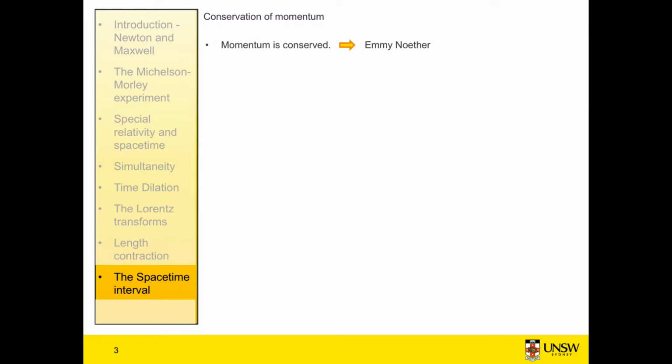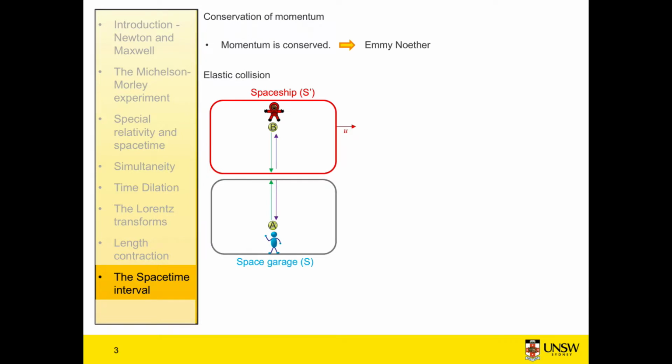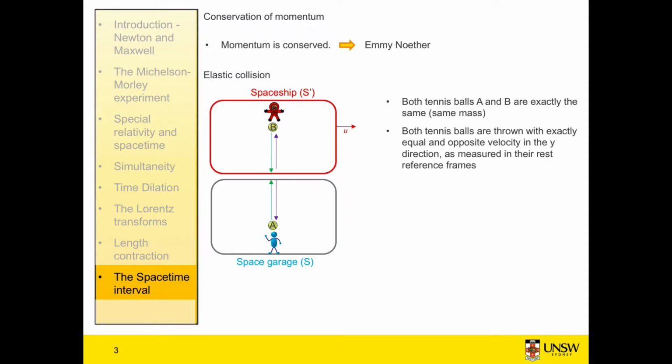In order to do that, we will start by looking at an elastic collision that's happening in relativistic reference frames. So this is our setup. We have, once again, our astronaut in his rocket ship, which is the red rectangle, and it's travelling to the right with a velocity u relative to our space mechanic in his garage. Both the spaceman and the mechanic have a tennis ball. We'll call the one the mechanic has A, and the one that the astronaut has is B. Both tennis balls are exactly the same, and they each throw their tennis balls with exactly the same velocity as they measure it, and they throw them such that the two tennis balls collide and bounce back.